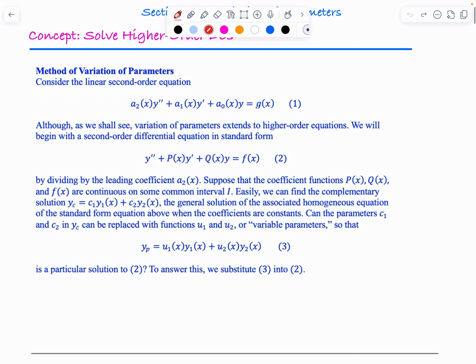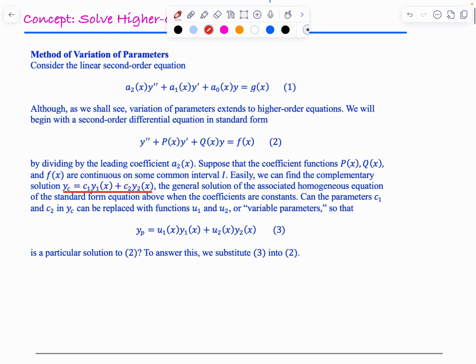And then we have solutions to the complementary homogeneous equation. There is that solution. So the whole idea is, can the parameters C1 and C2 be replaced with actual variables, U1 and U2, some function of x? So this is a little different than what we've done in the past. In the past, you were given a Y1, and then you used Y1 to find Y2. What we're doing now is we're going to use the Y1 and Y2 to find a particular solution. Right, so it's not the other solution to the homogeneous equation. We are now dealing with a non-homogeneous equation.